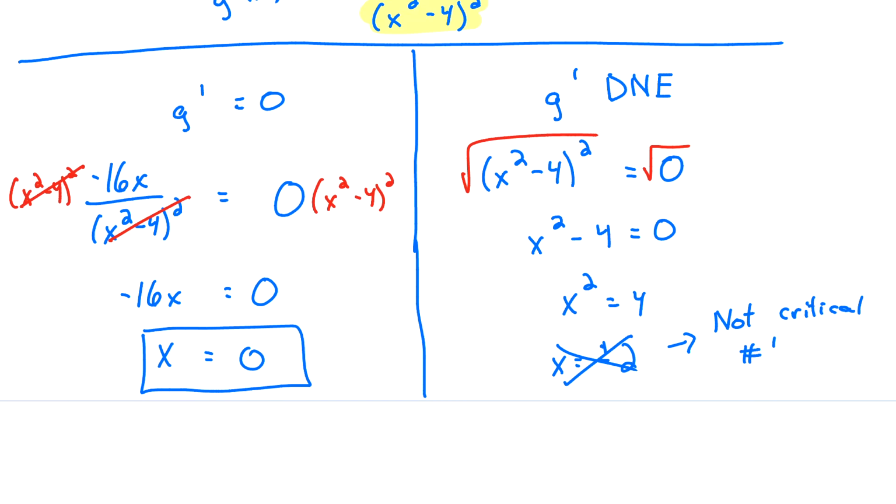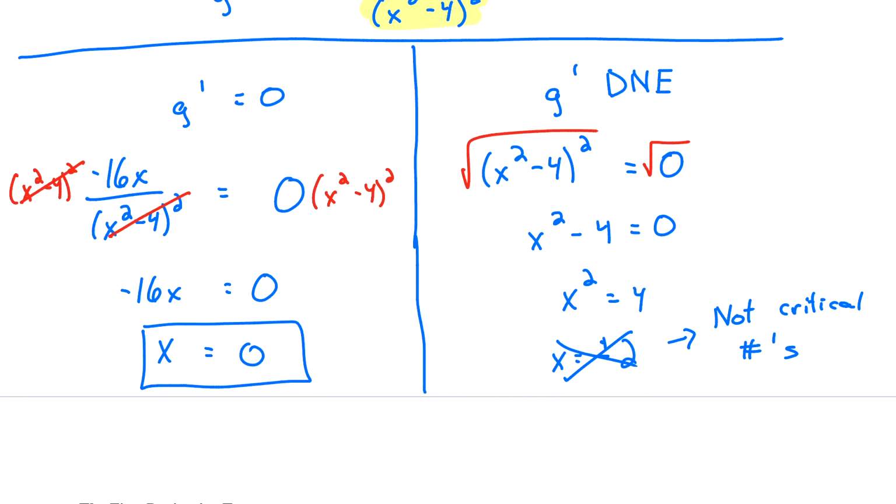Now, that doesn't necessarily mean that they're not important. If I wanted to find where my function is increasing or decreasing, I would actually still include those on my number line. I would say, okay, here's negative 2, here's 0, here's positive 2, and I would set this problem up similar to the one that we did in the very first video that we looked at.